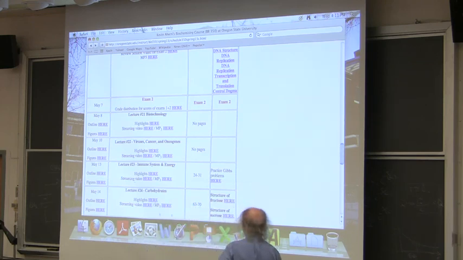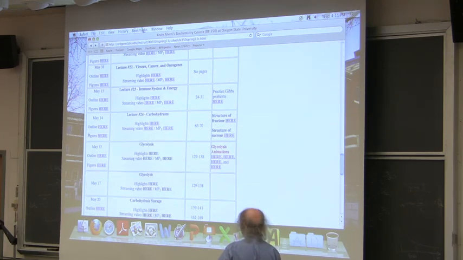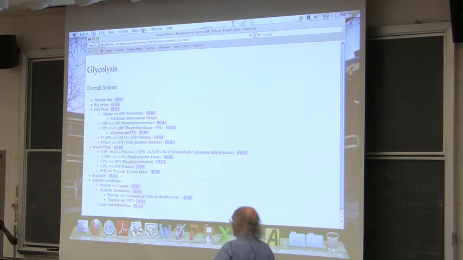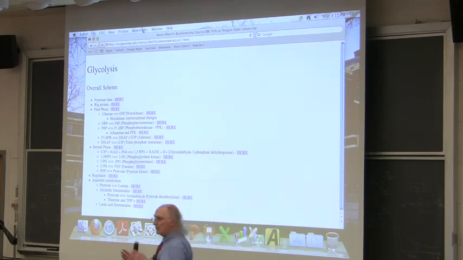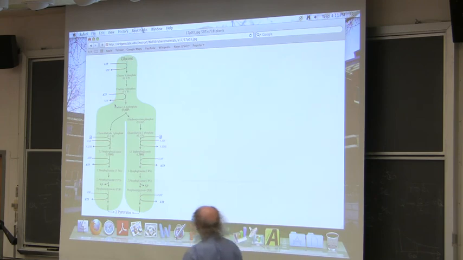Okay. Well, let's turn our attention to glycolysis. So we're now going to turn our attention to metabolism. That is, the chemical reactions going on inside of cells. All right? The biochemical reactions going on inside of cells. I want to start here with the big picture. I'll come back to the pyruvates later.